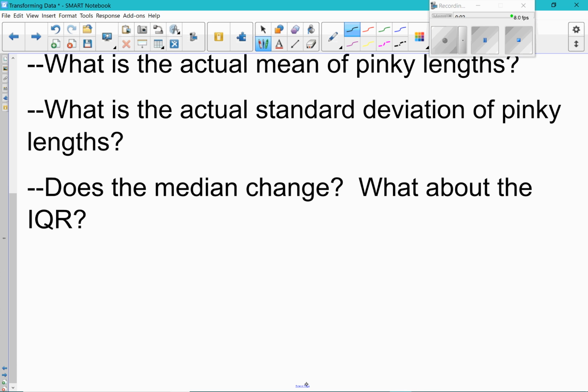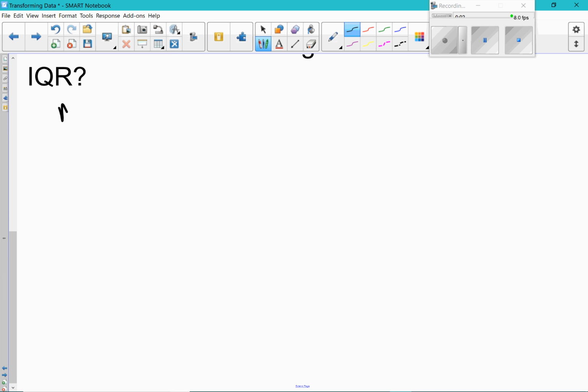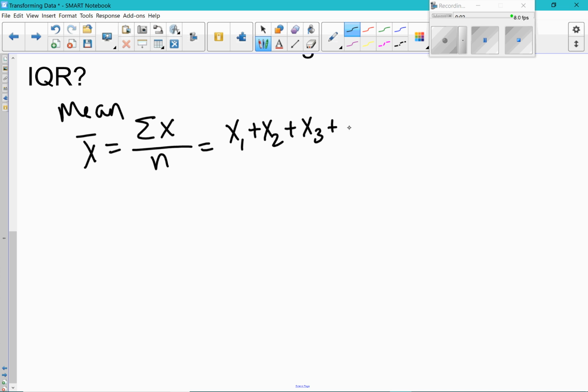Okay, so let's think about this. I'm going to go through kind of a logical proof here. Let's focus on the mean first. Remember the definition for mean. We have x bar is the sum of all the x's divided by how many data points we have, which is essentially just x1 plus x2 plus x3 plus dot, dot, dot, all the way out to xn, divided by how many data points we have. And we're saying that that number is 4 centimeters.